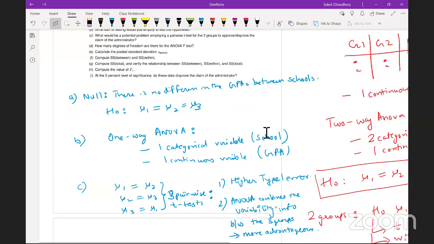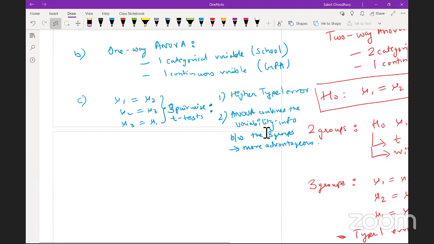Problem D asks, how many degrees of freedom are there for the ANOVA F test? Okay, so what's an F test? An F distribution is essentially given by something upon something. So it's essentially a ratio of 2 chi-square distributions, chi-square N and chi-square D. N stands for numerator, D stands for denominator. So N is the number of degrees of freedom of the numerator, and D is the number of degrees of freedom of the denominator.